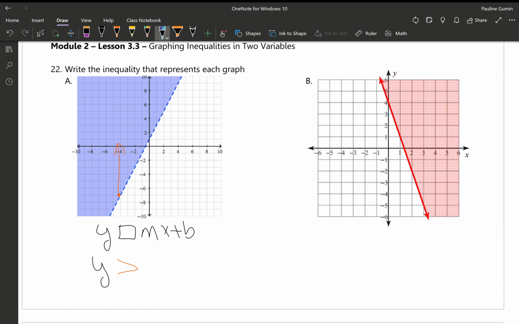Okay. So for our slope, we gotta pick 2 perfect points. Let's use this one and this one. And we're going to determine how much up or down and then to the right we go. Well, it looks like we're going up 2 to the right 1. So our slope is positive 2 over 1.